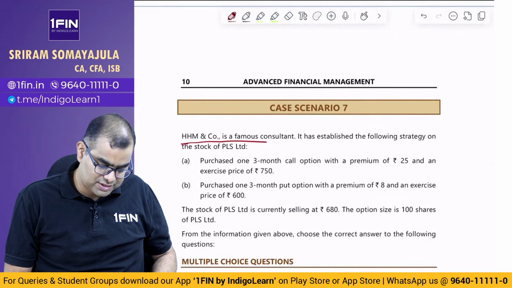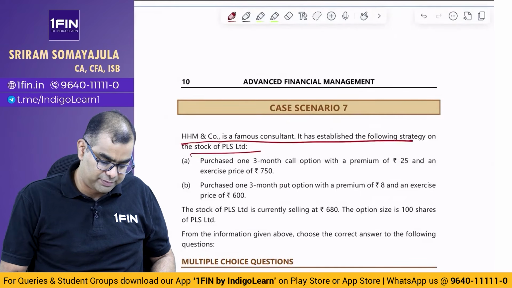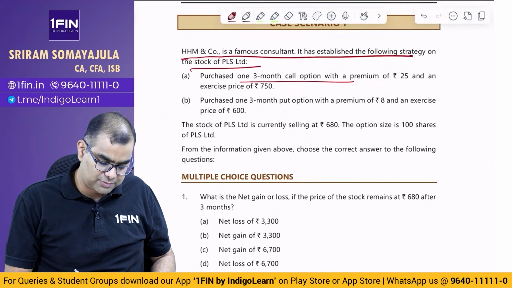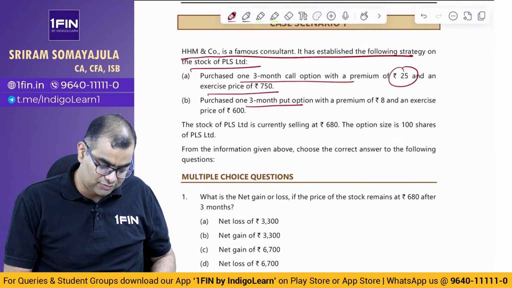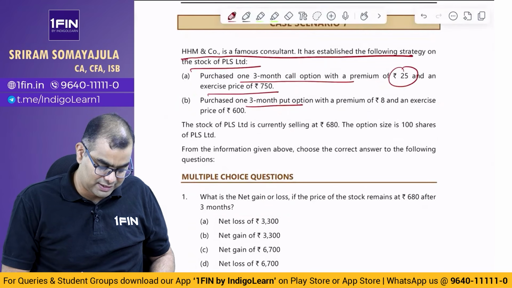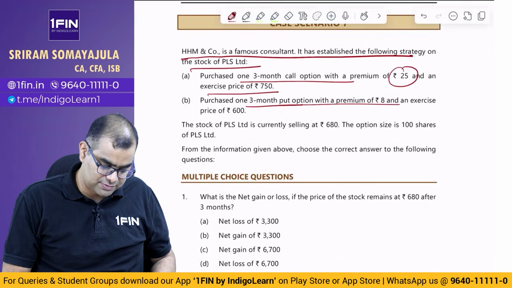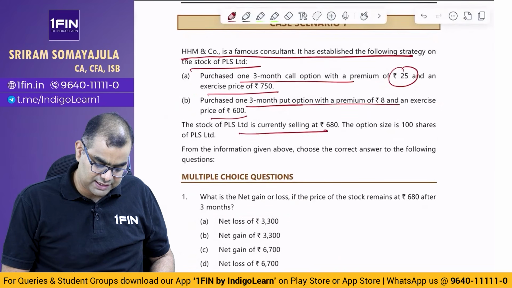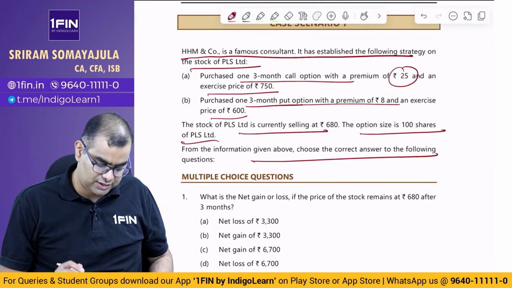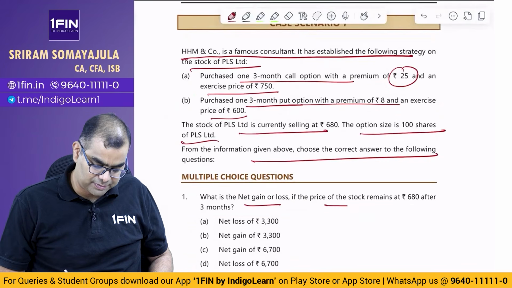HHM and Co. is a famous consultant. He established the following strategy on stock of PLS. He purchased 1 month call option with premium of 25 and an exercise price of 750. Purchased 3 month, not 1 month, 1 3 month. Okay, my bad. And 1 3 month put option with the premium of 8 and exercise price of 600. Currently selling at 680. Option size is 100. From the information, choose the correct answer. Net gain or loss if the stock price remains at 680.